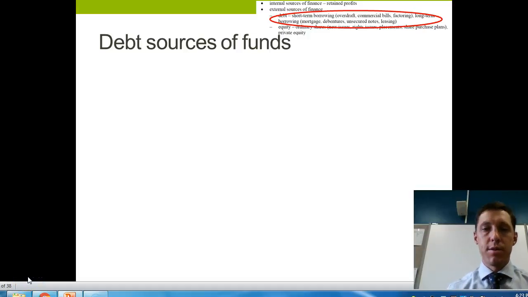Okay, welcome back guys. Last lesson we were looking at the internal sources of finance, and the main one being retained profits. So those profits kept from previous years that the organisation can use for whatever it chooses, acquisitions or the like. Okay, today we're going to move on to external sources of finance.